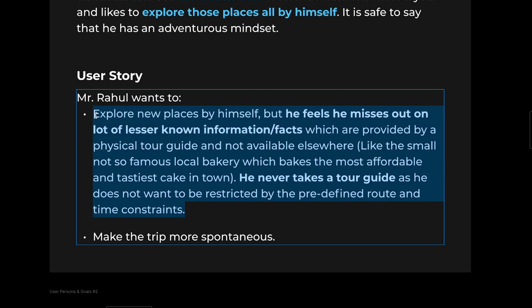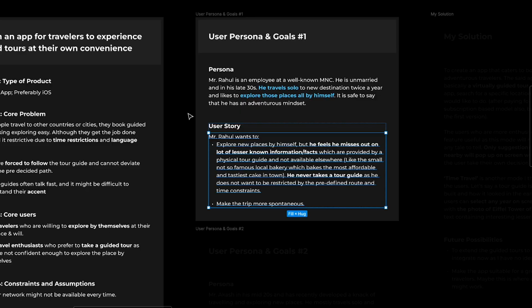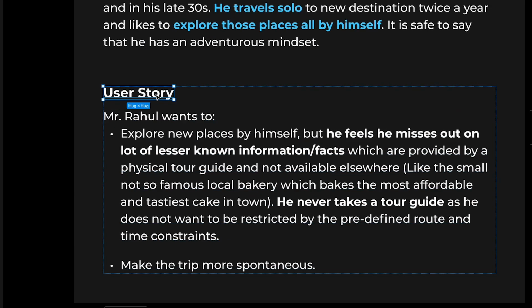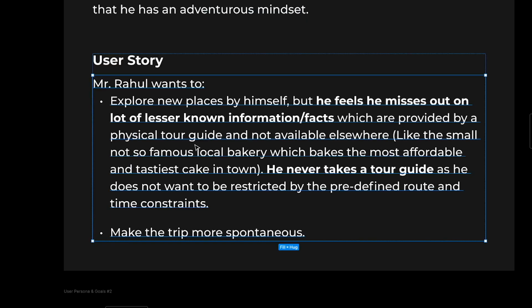Now, this is valid, but honestly, this is not a user story, right? Because this is basically the current behavior of Mr. Rahul. This is basically the problems Mr. Rahul faces, right? So before creating this user story, there needs to be another section where it just mentions the list of problems that people have. Okay. And ideally, what I would do is I would go ahead and call this current behaviors instead of a user story. Because here, I don't know what Mr. Rahul wants to do and why he wants to do it. Okay. So that's something that's very important to remember.